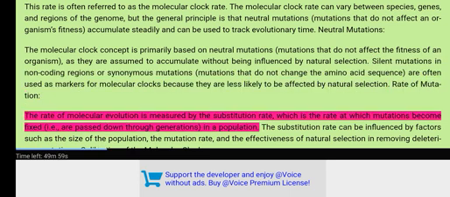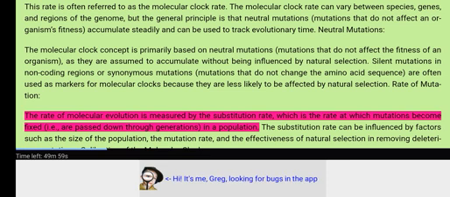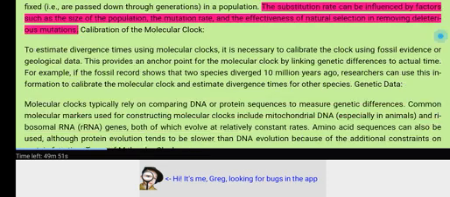Rate of mutation. The rate of molecular evolution is measured by the substitution rate, which is the rate at which mutations become fixed, i.e., are passed down through generations in a population. The substitution rate can be influenced by factors such as the size of the population, the mutation rate, and the effectiveness of natural selection in removing deleterious mutations.